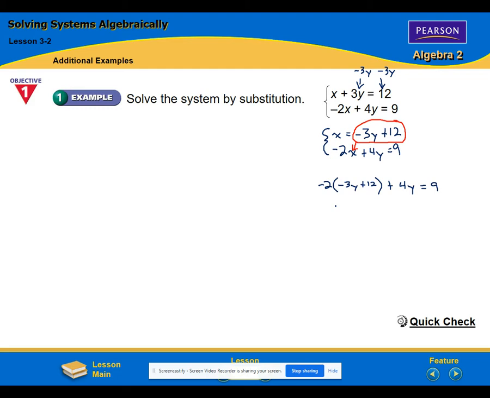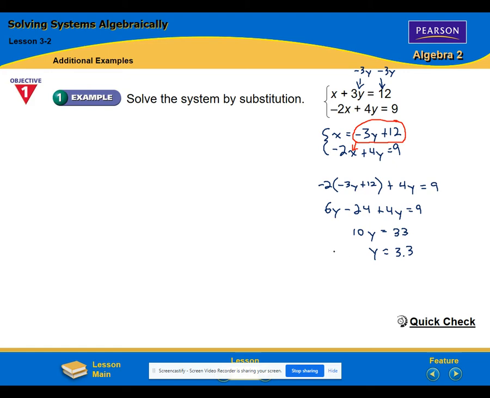Okay, so this is substitution because of the step right here, but now we can solve this because there's only y. So let me just quickly do that. I'll distribute the negative 2. This will be 6y minus 24 plus 4y equals 9. Go ahead and add 24 to both sides. At the same time, you can combine like terms with the 6y and the 4y. I said add 24, so that's going to be 33, and then divide by 10, and you'll get y is equal to 3.3.